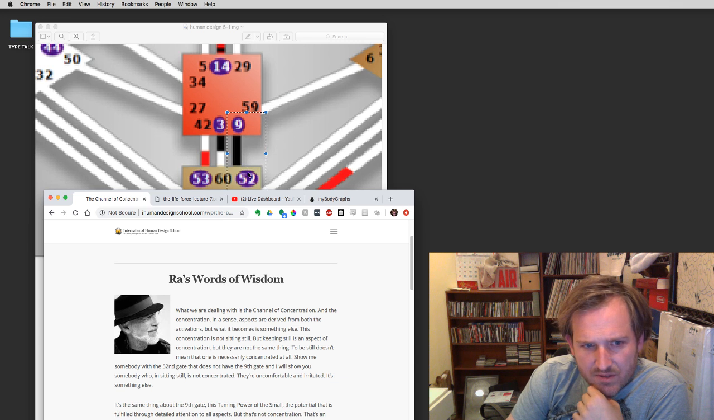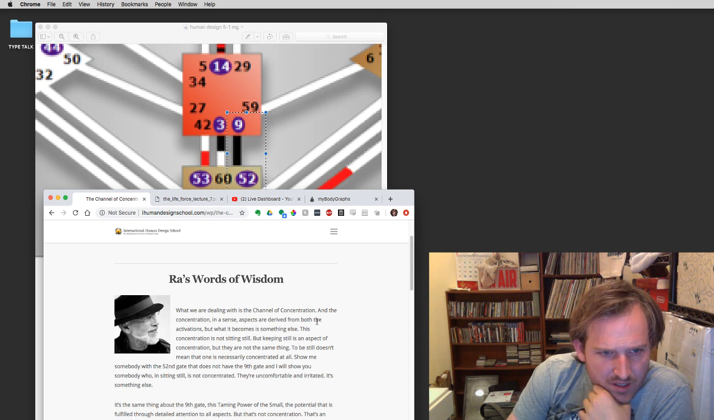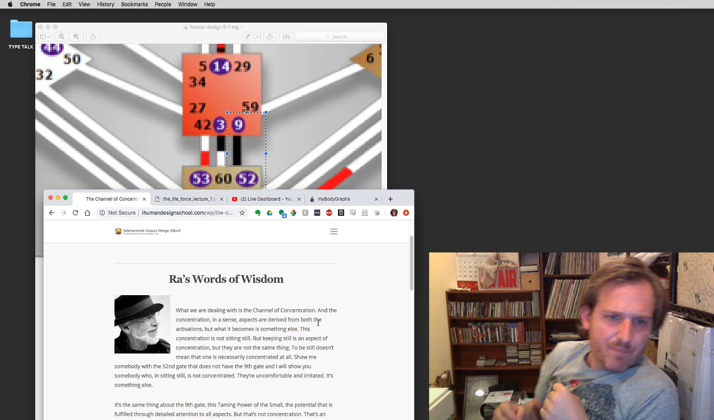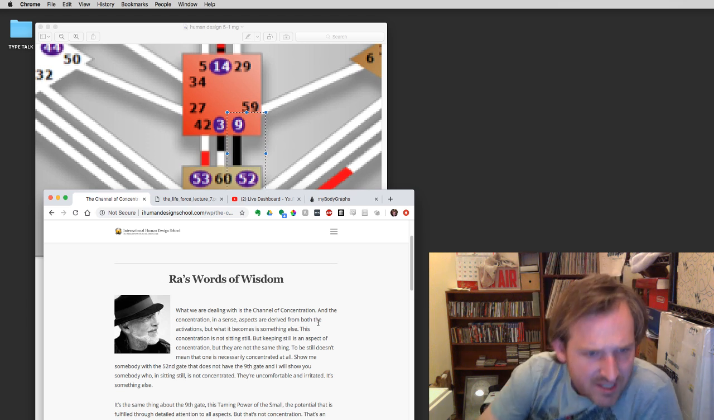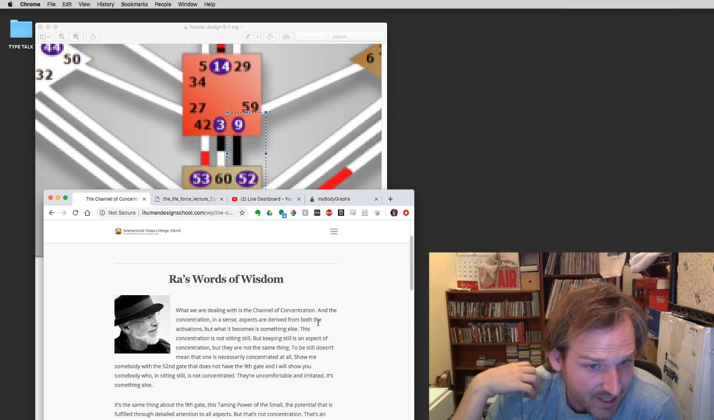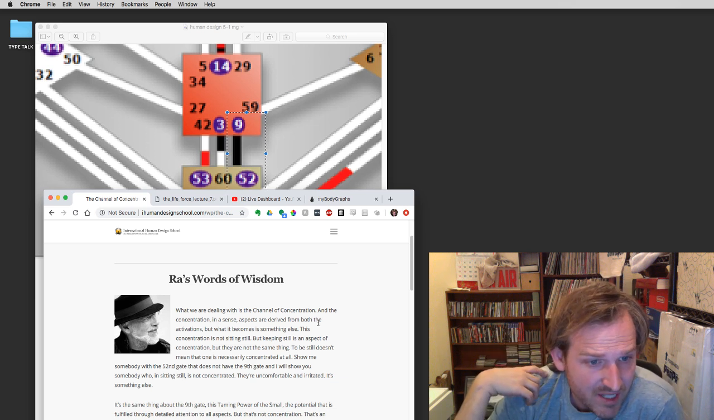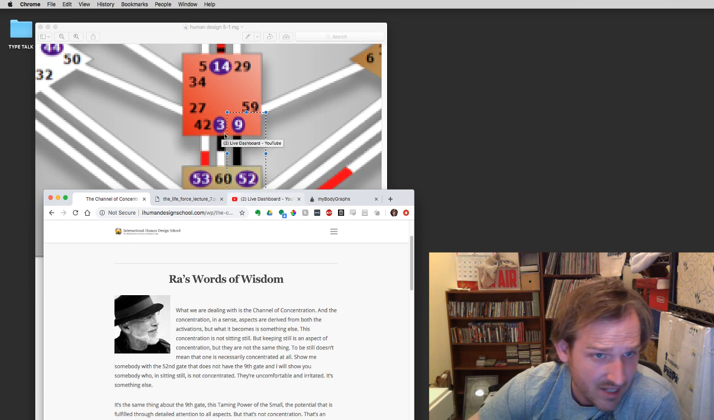9 is focus and 52 is stillness. This concentration is not sitting still, but keeping still is an aspect of concentration, but they're not the same thing. To be still doesn't mean that one is necessarily concentrated at all. Show me somebody with a 52nd gate who does not have the 9th gate, and I will show you somebody who, in sitting still, is not concentrated.